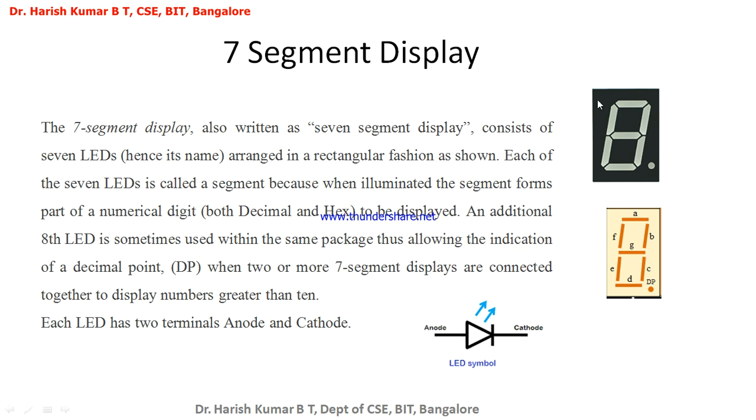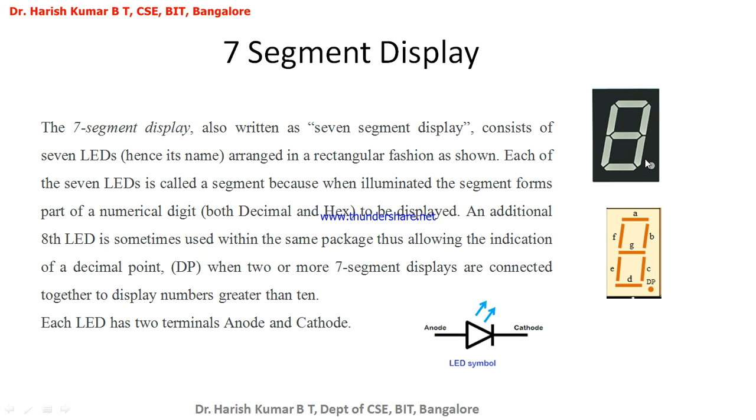Now what you're seeing in the picture is the 7 segment display. You have 7 segments. This is one segment, called segment A. This is segment B. This is C, D, E, F, and this is G. These are the 7 segments, and in addition to these there is one more segment, the decimal point dot, called DP.